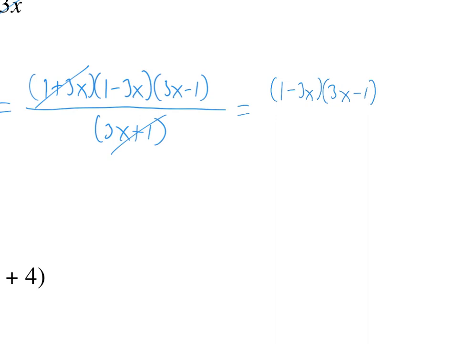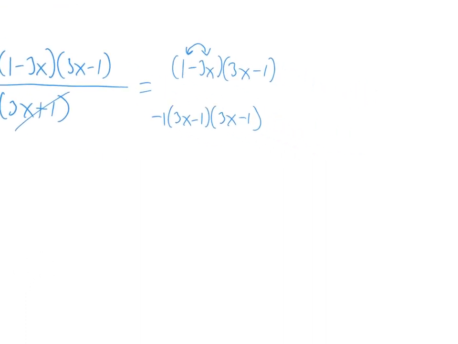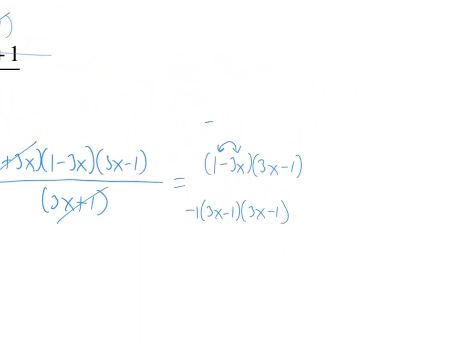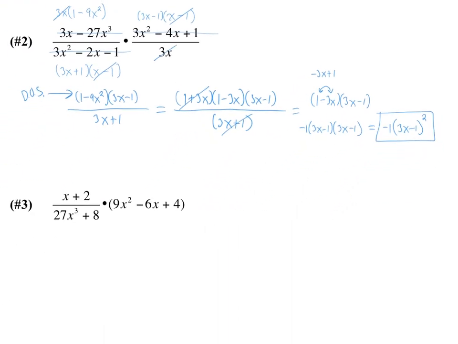So if we rearrange these a little bit and factor out a negative 1, if I flip these around and I pull out a negative 1, that's going to make it 3x minus 1 times 3x minus 1. I rewrote this as negative 3x plus 1, and then I pulled out a negative 1. Now I have two 3x minus 1s being multiplied together, all squared, with a negative 1 in front. And there's my answer. Okay, tricky stuff, very tricky.